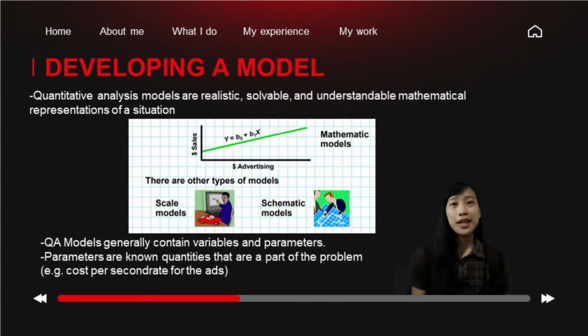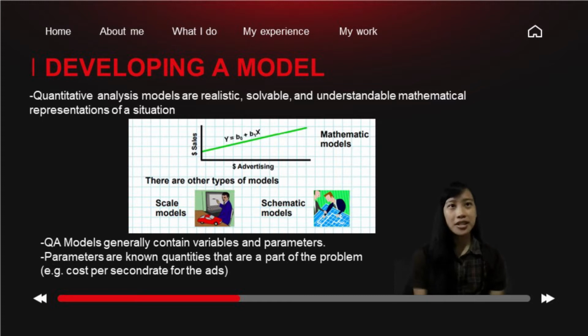Next is developing a model. Quantitative analysis models are realistic, solvable, and understandable mathematical representations of a situation. Quantitative models are powerful tools for informing, developing, and implementing conservation actions. Models, as you can see in the illustration, include the mathematical model, which is an abstract model that describes the behavior of a system, the scale model, a representation or copy of an object that is larger or smaller than the actual size of the object being represented, or even the schematic model.